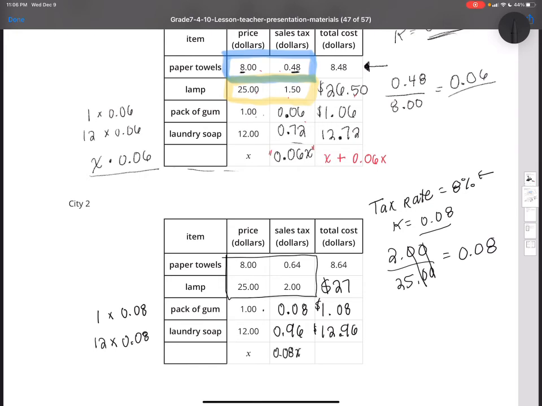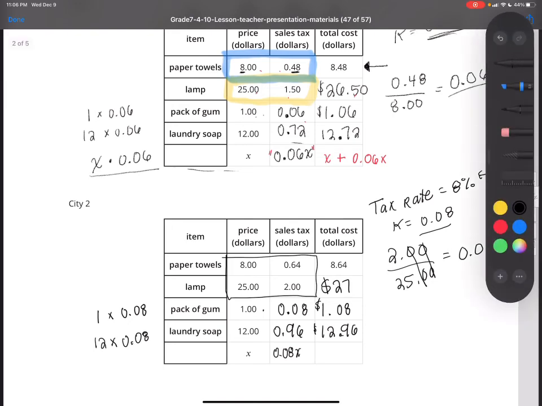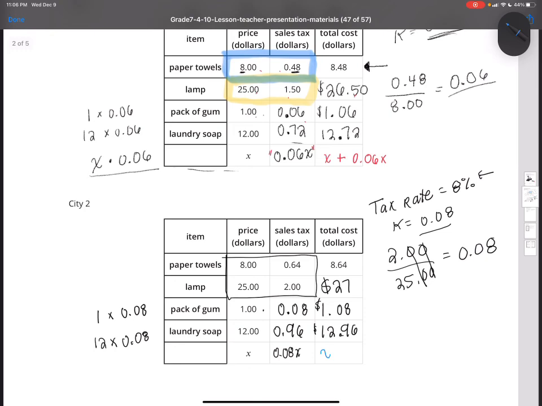And friendly reminder, even though it's a different tax rate, it's still the same steps, which I'm going to write in blue. It's going to be X plus 8 cents X. Okay?